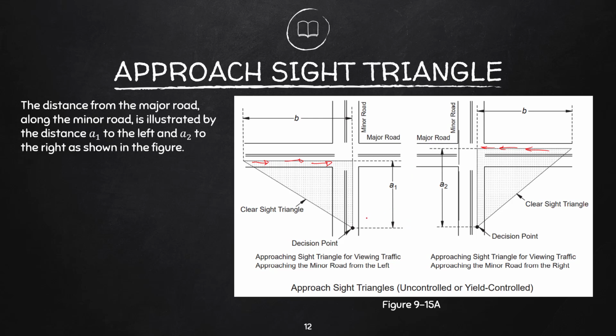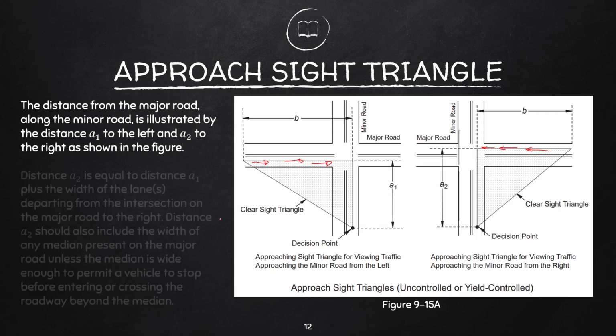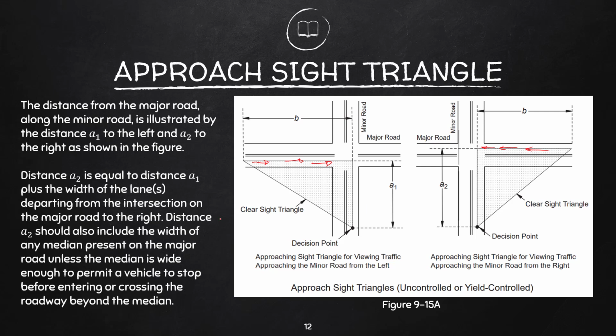types wherein we practice maintaining or going to the right always, or keeping right. Distance a sub 2 is equal to distance a sub 1, as shown in the figure, plus the width of the lane or the lanes departing from the intersection on the major road to the right. Distance a sub 2 should also include the width of any median present on the major road unless the median is wide enough to permit a vehicle to stop before entering or crossing the roadway beyond the median.